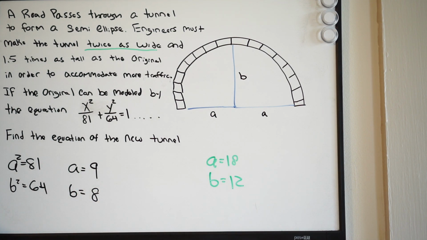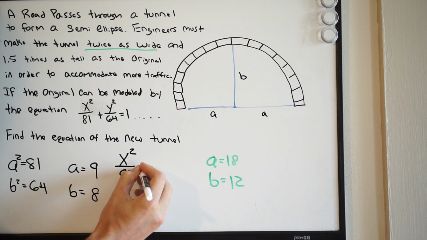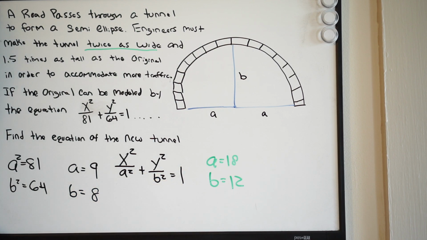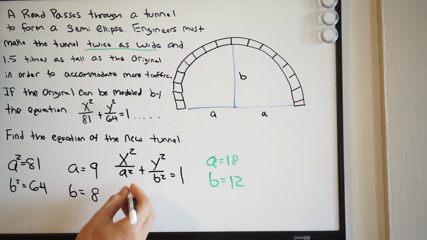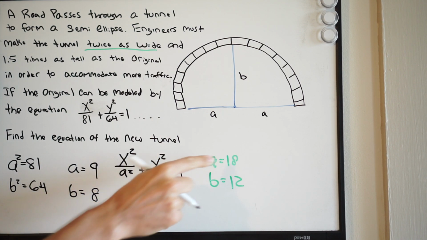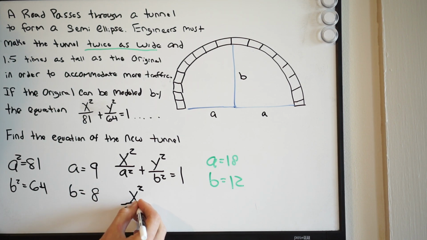All right, and all we simply have to do now is just plug it into our equation. If you forgot the equation of a horizontal ellipse, it's the following: x squared all over a squared plus y squared all over b squared equal to 1. All we're doing is plugging these values in. So we're going to go ahead and do that. So x squared, a squared here, so 18 squared. What do we get when we do that? 18 squared is 324. So we're putting 324 here.